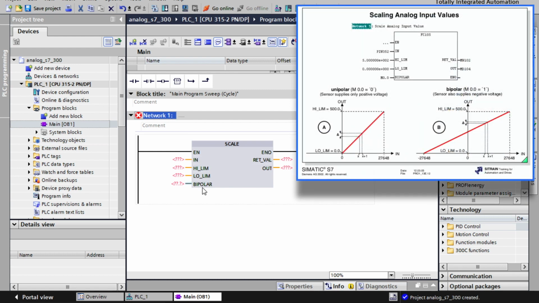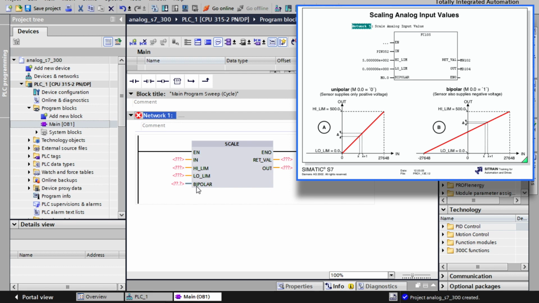Take a look at the bipolar terminal. For the bipolar terminal, we can set either value 0 or value 1. If we set value 0, it means it is unipolar. What does it mean by unipolar? Unipolar means it will only supply a positive voltage.